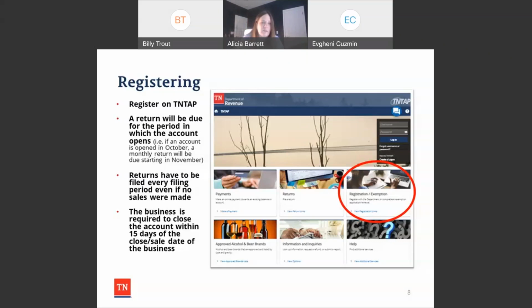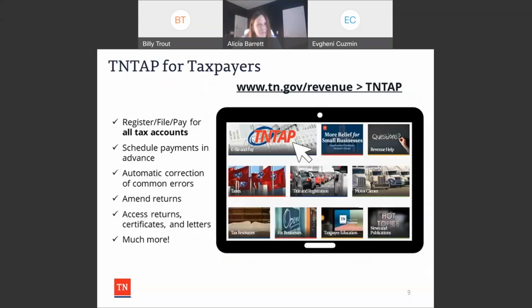The business is also required to close the account within 15 days of the close or sale of the business. And they can report that closure through TennTap. So I've been mentioning TennTap a lot.